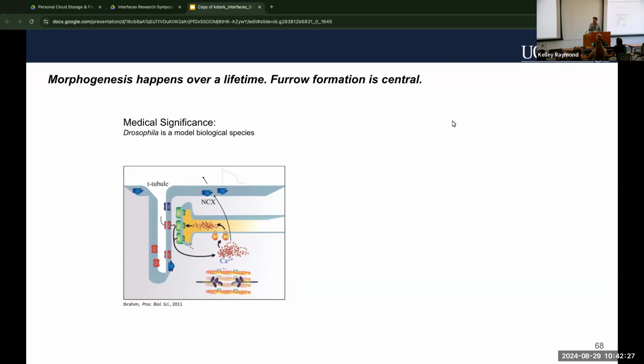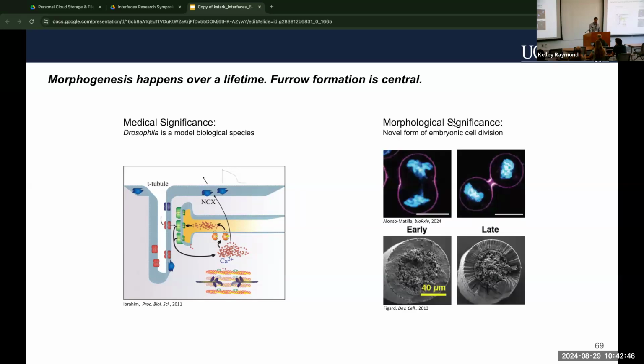Well, we have T-tubules in our muscles, and that's used to direct a lot of signaling. And so if those do not form properly, we can get all sorts of muscular diseases. And so understanding how these large invaginations form can be applied there. From a morphological perspective, it's just interesting. A lot of species go divide 1 into 2, 2 into 4, etc. This is like a single cell to a tissue.